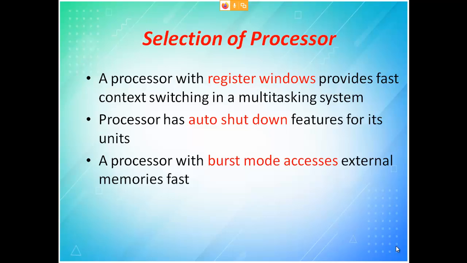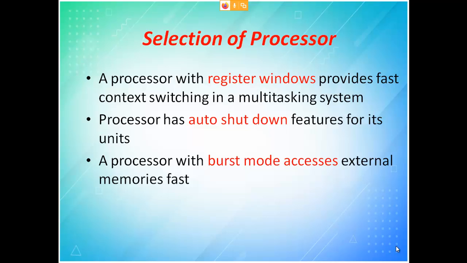Then the processor has an auto shutdown feature for its use. What is meant by auto shutdown is avoiding wastage of power. If nothing is being done, you are not touching your laptop at all for more than 30 minutes, your laptop should identify that, at least it should go to sleep mode. In sleep mode, at least the display power will be cut off.